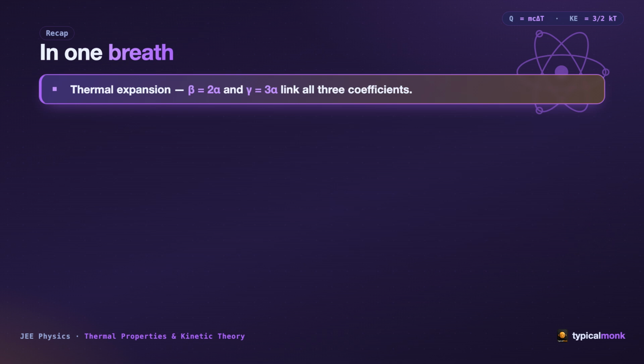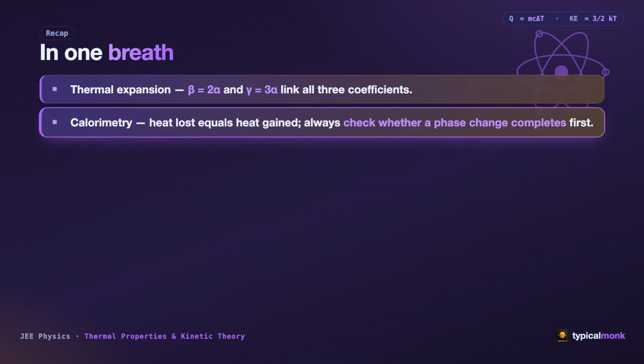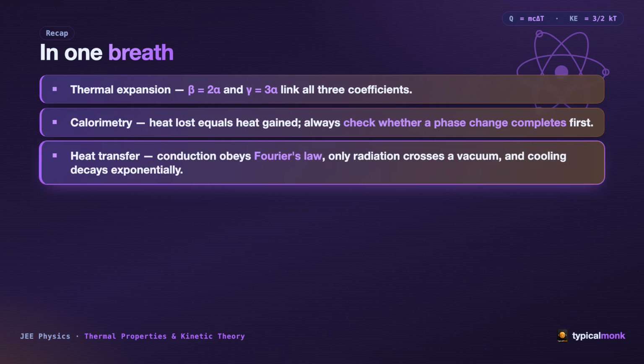Let us gather the whole class in one slow breath. Thermal expansion, beta equals 2 alpha and gamma equals 3 alpha. Link all 3 coefficients. Calorimetry, heat lost by the hot body equals heat gained by the cold one, but always check first whether a phase change actually completes. Heat transfer, conduction obeys Fourier's law. Only radiation crosses a vacuum, and cooling always decays exponentially.